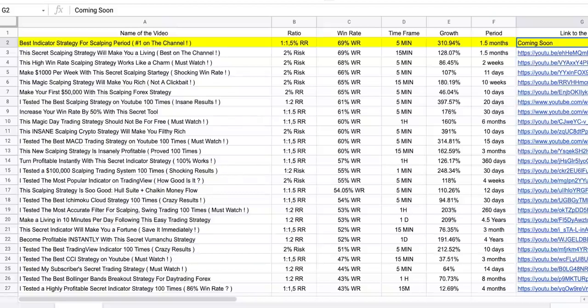Okay, so we see in terms of win rate, this strategy is on the first place, so I highly recommend you go ahead and backtest it and forward test it on different markets and different time frames as well.